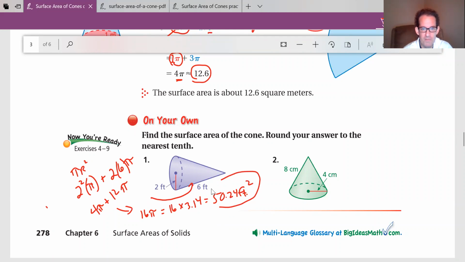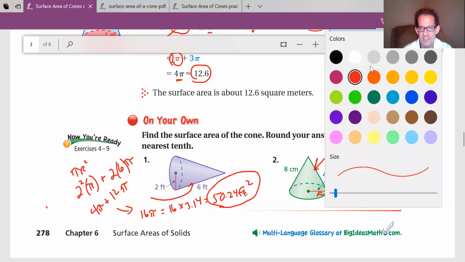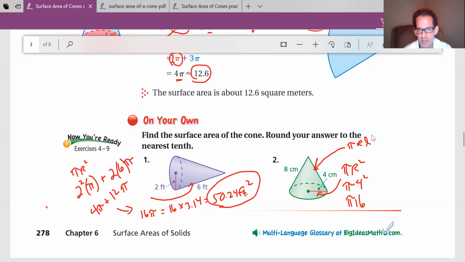Let's try another one. Over here, I have a base of the cone, which has a radius of 4. Again, the base is just the area of a circle, pi r squared. So that means pi times 4 squared, and I know 4 times 4 is 16, so that's pi times 16. Then the lateral surface, that's the slanted height, is pi times the radius times the slanted height. I'm going to call that slanted height L, okay? Because it's not really the height, it's the slanted height, which is a little bit different.